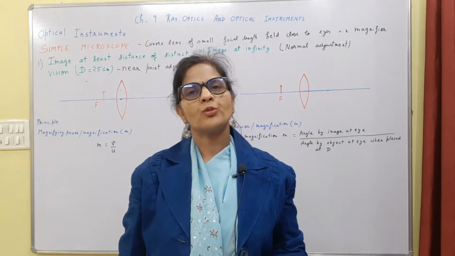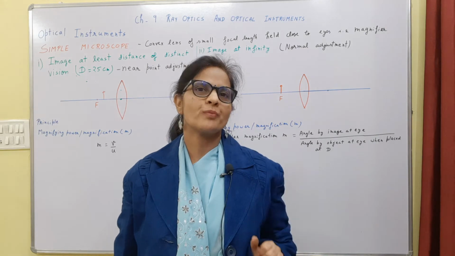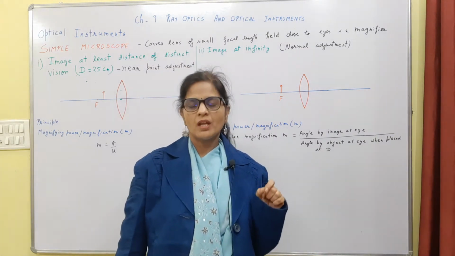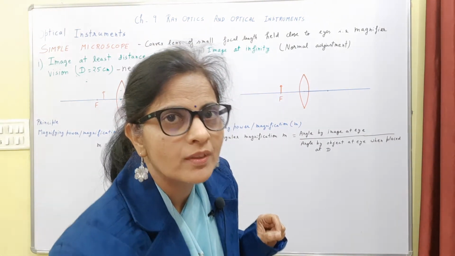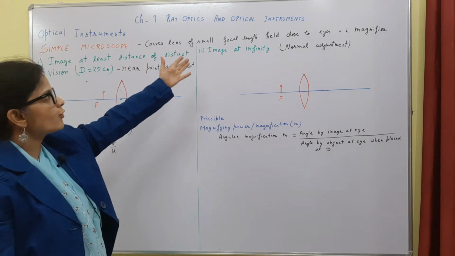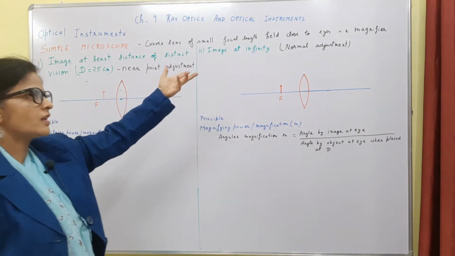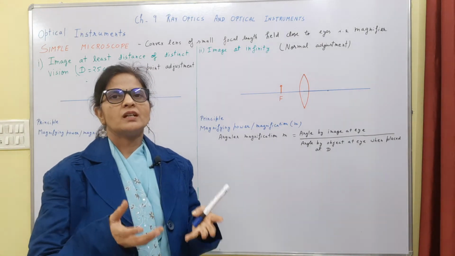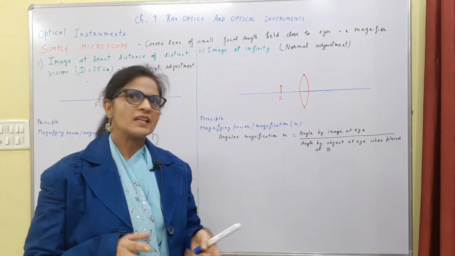Hello everyone. Today we will discuss optical instruments. The simplest optical instrument is the simple microscope, which is simply a magnifier. So what is it? I've already written: a convex lens of small focal length which is held close to the eyes. This is the lens we generally use to play with, to see small objects in magnified form.